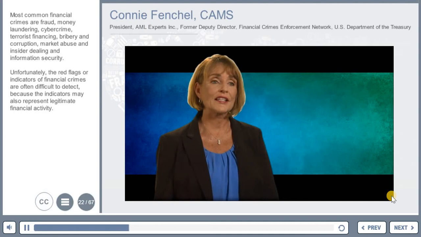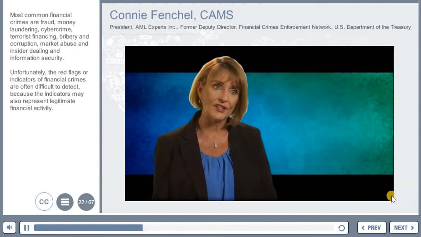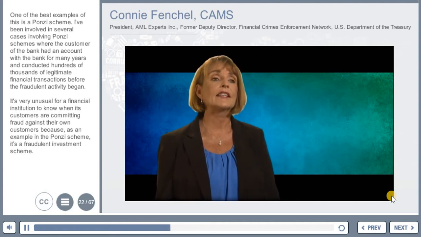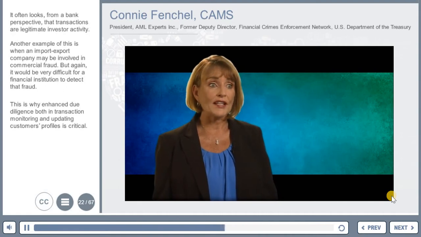Unfortunately, the red flags or indicators of financial crimes are often difficult to detect because the indicators may also represent legitimate financial activity. One of the best examples of this is a Ponzi scheme. I've been involved in several cases involving Ponzi schemes where the customer of the bank had an account with the bank for many years and conducted hundreds of thousands of legitimate financial transactions before the fraudulent activity began. It's very unusual for a financial institution to know when its customers are committing fraud against their own customers. Because, as an example in the Ponzi scheme, it's a fraudulent investment scheme. It often looks from a bank perspective that transactions are legitimate investor activity.